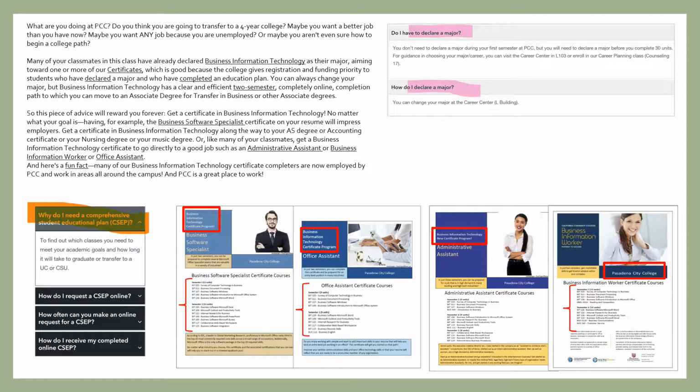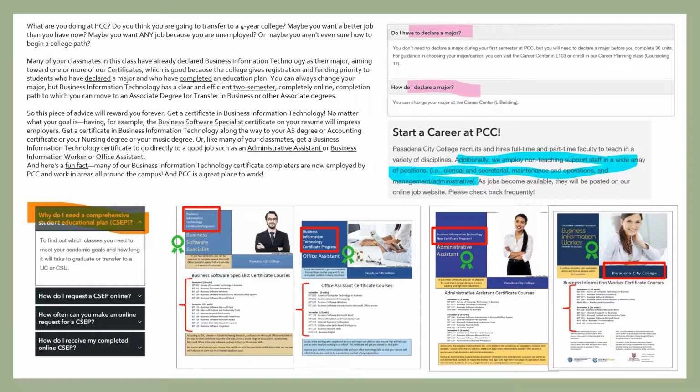So this piece of advice will reward you forever. Get a certificate in Business Information Technology. No matter what your goal is, having, for example, the Business Software Specialist certificate on your resume will impress employers. Get a certificate in Business Information Technology along the way to your AS degree or accounting certificate or your nursing degree or your music degree. Or, like many of your classmates, get a Business Information Technology certificate to go directly to a good job, such as an administrative assistant or business information worker or office assistant.